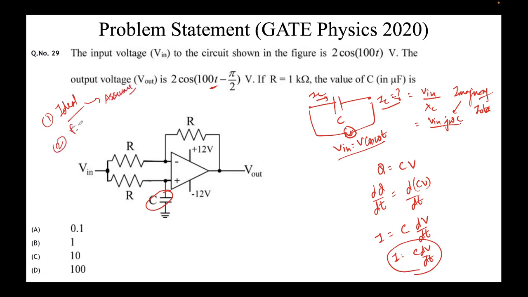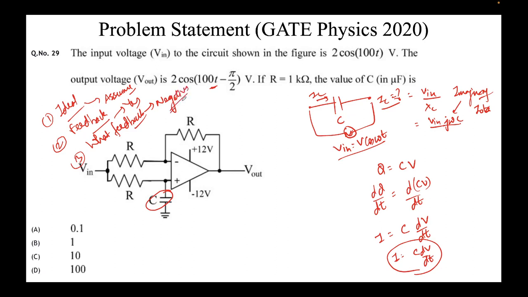Second, does it have feedback? What does it mean? Feedback means some part of the output should be connected to the input. Yes, there is. This output is being connected to this input terminal. Answer, yes. Third, what feedback? Negative feedback. Why negative feedback? Because the output terminal is being connected to the negative terminal of the op-amp.